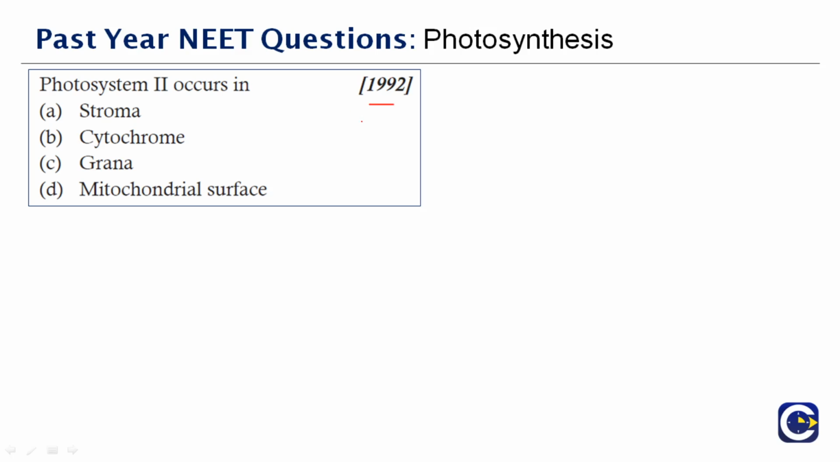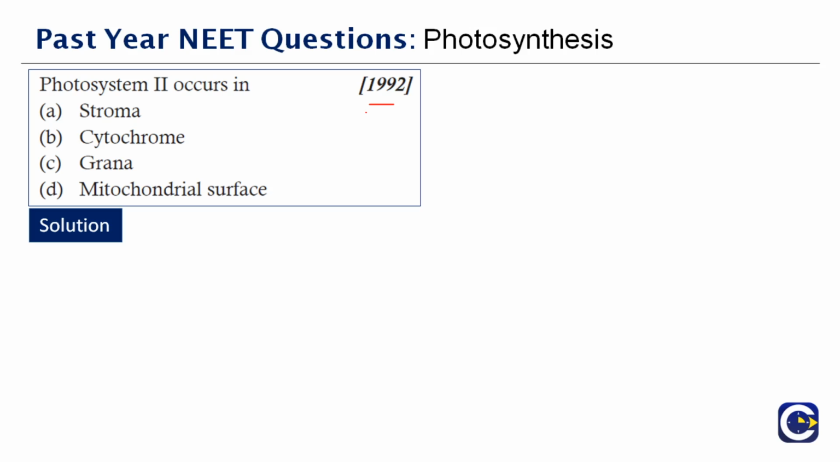Photosystem 2 occurs in dash. Easy question, right? So what is photosystem 2 involved in? We know it is comprised of two systems, photosystem 1 and photosystem 2. Now how can you describe photosystem 2? Photosystem 2 also talks about the synthesis of ATP, and they are involved in photosynthesis. We have chlorophyll, everything involved in it.